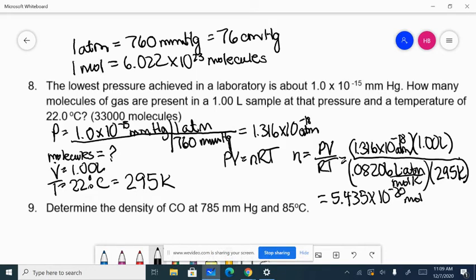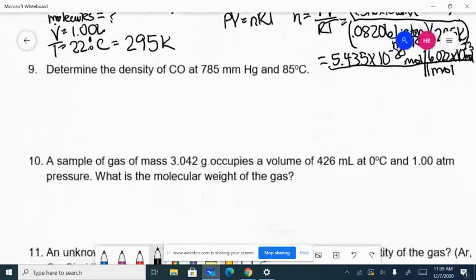So that's how many moles you have. We'll multiply it by Avogadro's number. In 1 mole, there's 6 times 10 to the 23rd molecules. And I get an answer to 2 significant figures of 33,000 molecules.